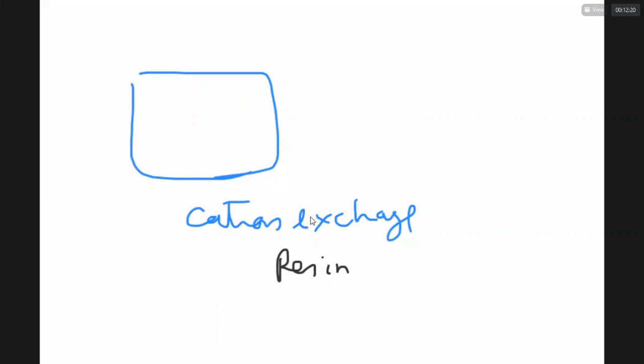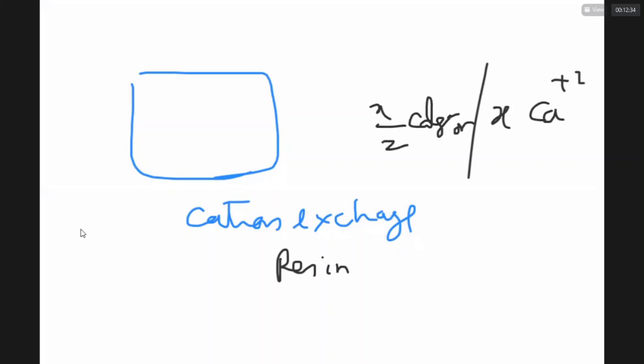Sir, there is something called cation exchange resin. For X moles of calcium 2+ ions, you require X/2 moles of Calgon. That is the calculation. For every A moles of Mg2+ ions, you require A/2 moles of Calgon. Let's forget about that.